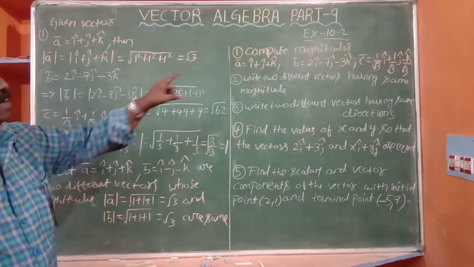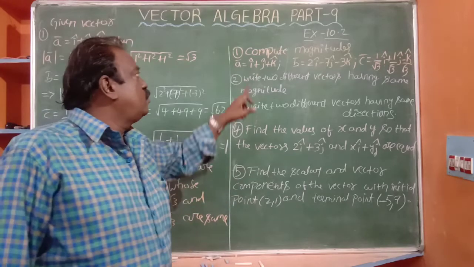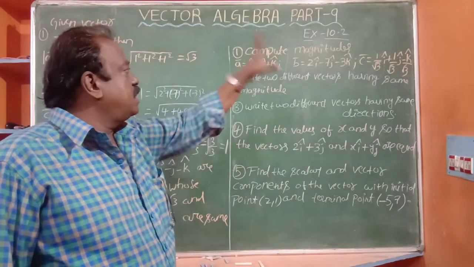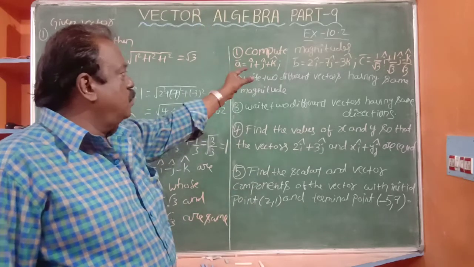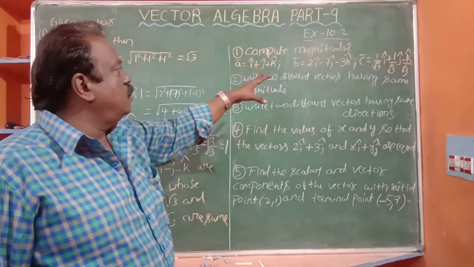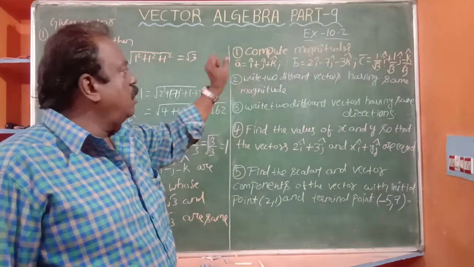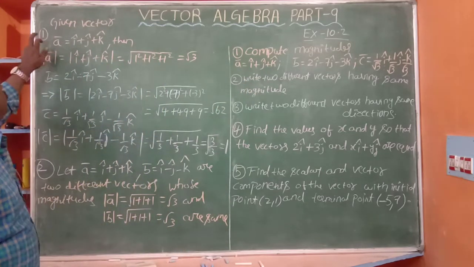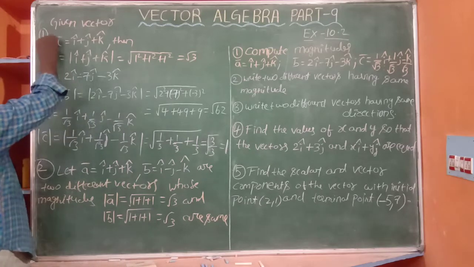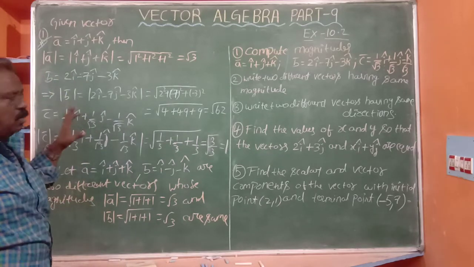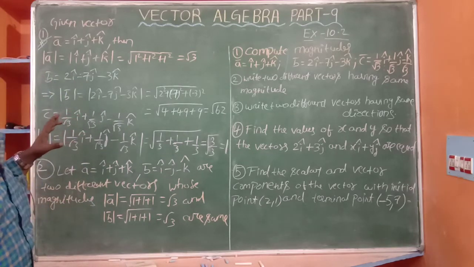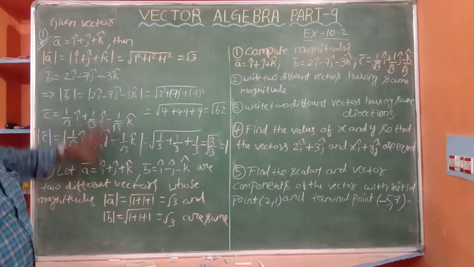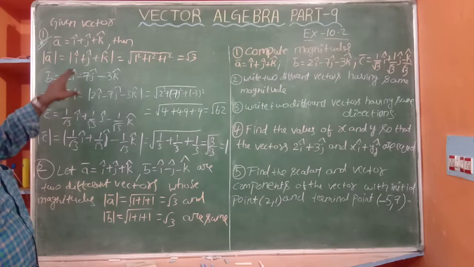Now you see, exercise 10.2: compute the magnitudes of the three vectors given. Compute, you find the magnitudes, the length, the modulus of the vector. The first one I already wrote on the board. You observe me, it is a waste of time. That is why I first wrote all the problems and then I am explaining.